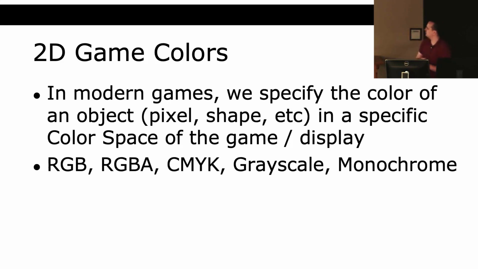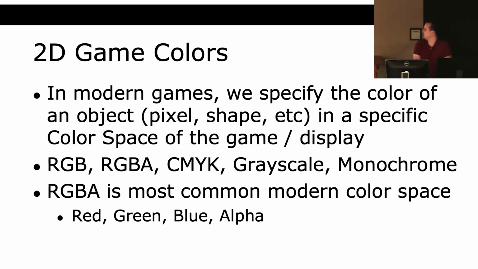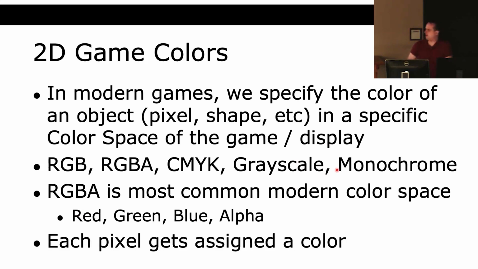CMYK, that's cyan, magenta, yellow, and black. That's used in printing. If you've ever been to a printer, they probably specify their colors there. There's grayscale, which is just one gray value between 0 and 1 or 0 and 255. There's monochrome, where it's either on or off. So RGBA is the most common modern color space, at least in graphics libraries. And so this is red, green, blue, and alpha. And every pixel gets assigned an RGBA color. So that's what we're going to be using in SFML. So that's just a quick note about colors and how they work.